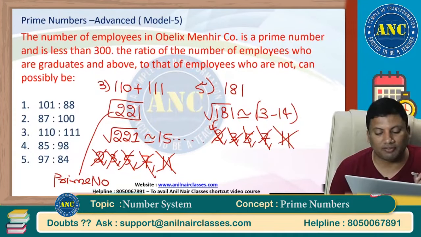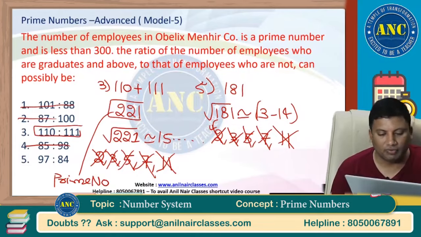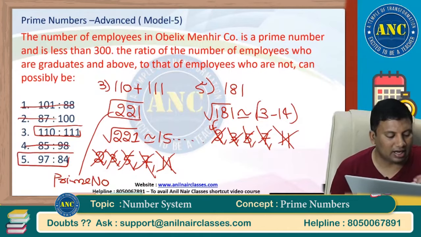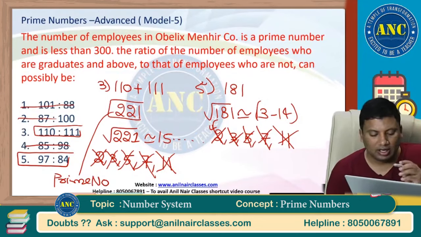The ratio of the number of employees who are graduates and above to that of employees who are not can possibly be. Possibly means it has to be a prime number. This is not a prime number. This is not a prime number. This is not a prime number. 110 plus 111 is 221. 221 also we got a prime number. 97 and 84, which we got 181. So 181, it is K.